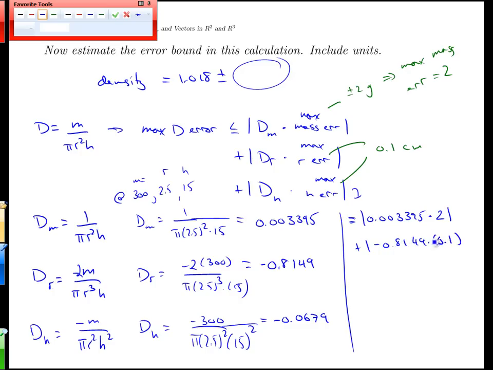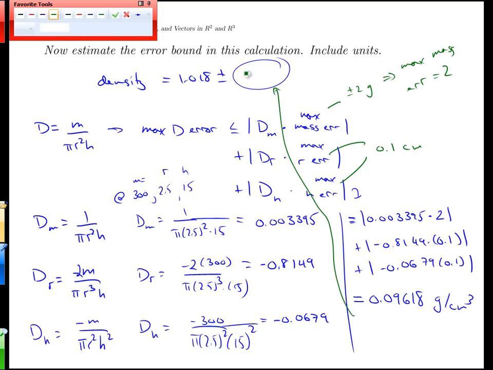The maximum error there was 0.1. And last but not least, we get that error due to the possible difference or error in the height. And simplifying, we get a maximum error of 0.09 grams per centimeter cubed. So let's fill that in up here. 0.096, that's about all we need given the precision of our density calculation.